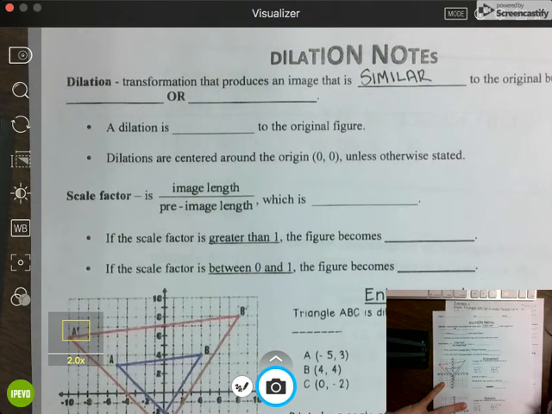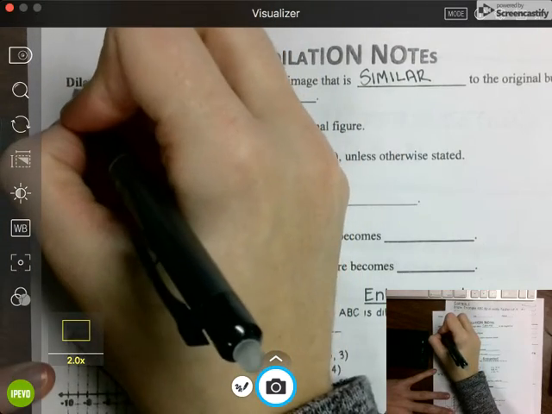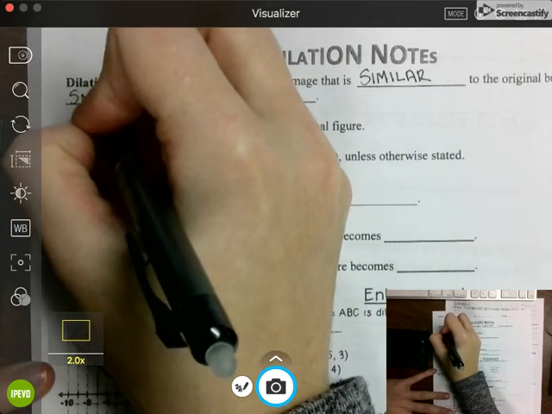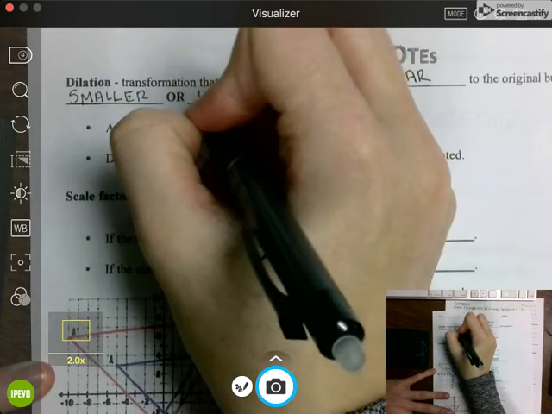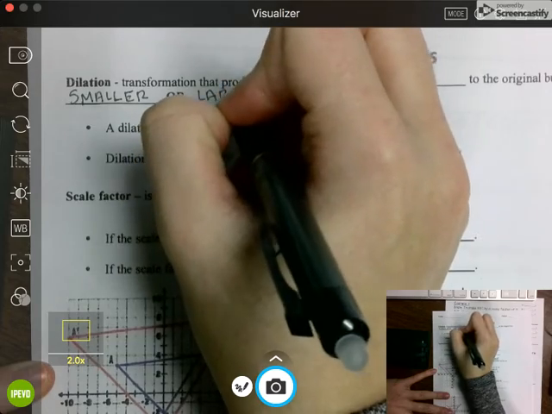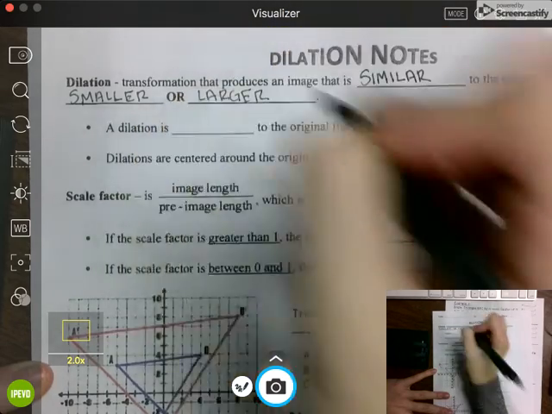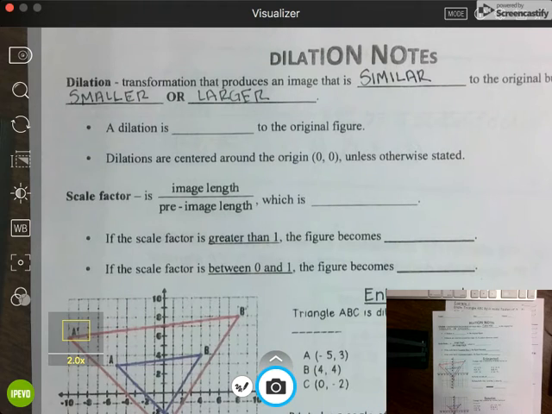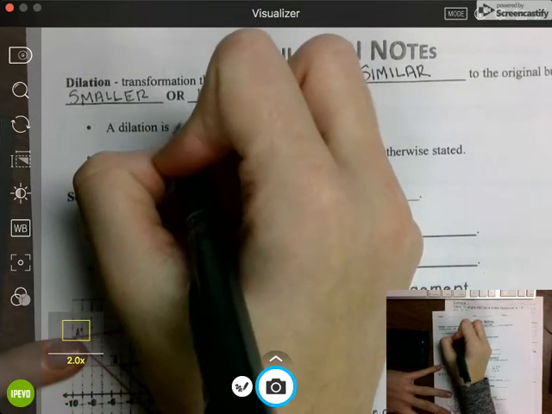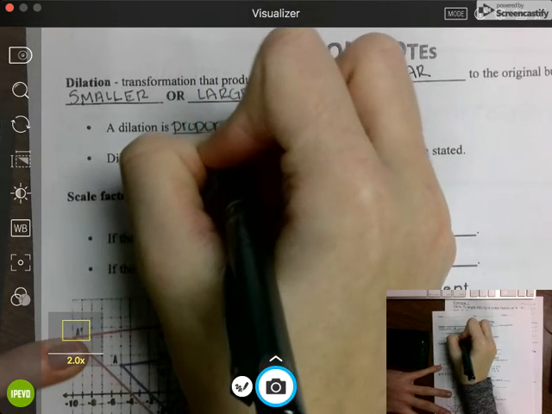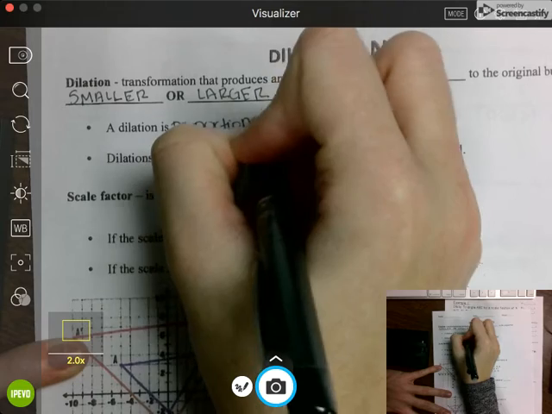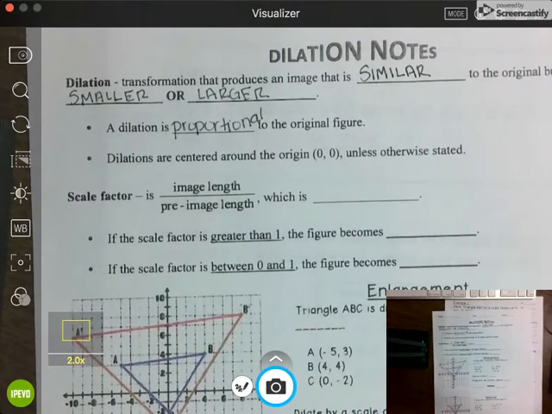to the original but smaller or larger. It's similar, but it's smaller or it's larger. A dilation is proportional. Proportional, and you are never going to be able to fit it. If you did, that's awesome.